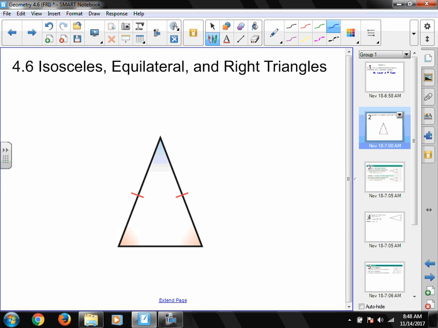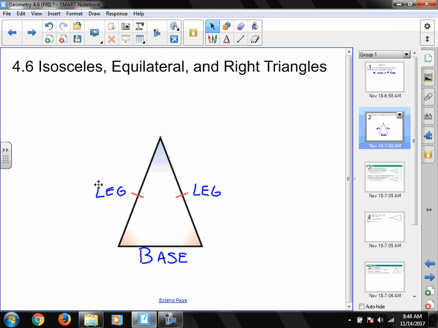So, there's a couple different parts of this triangle that you guys should know. Hopefully you guys remember that these two congruent sides are legs. So there's a leg and there's a leg. And we touched on this, that this down here, the side that is not a leg, is called the base. So hopefully it would make sense that these angles down here that are on the base are what we call base angles.